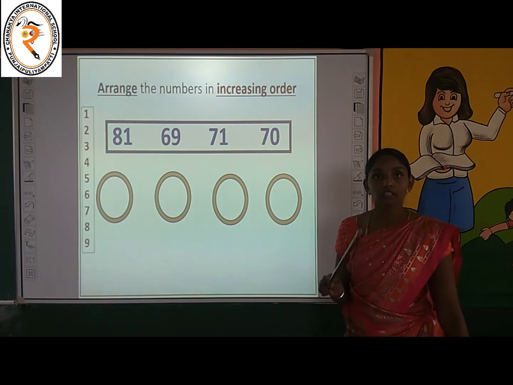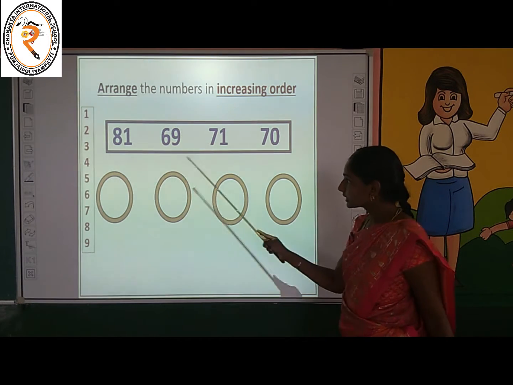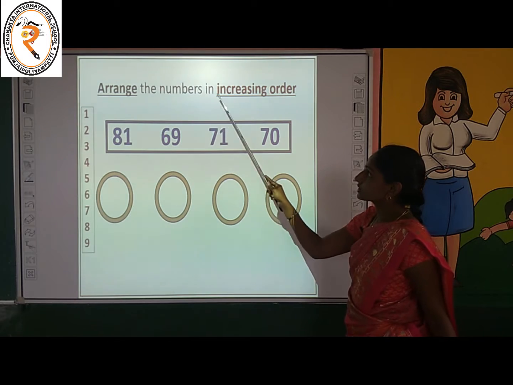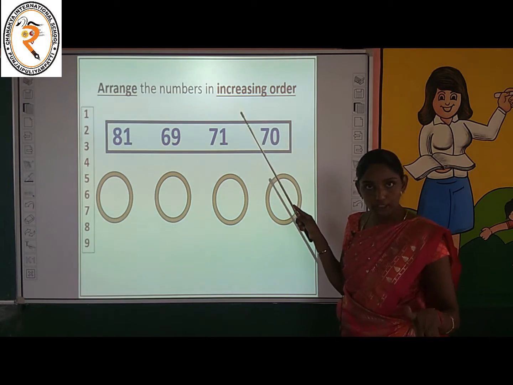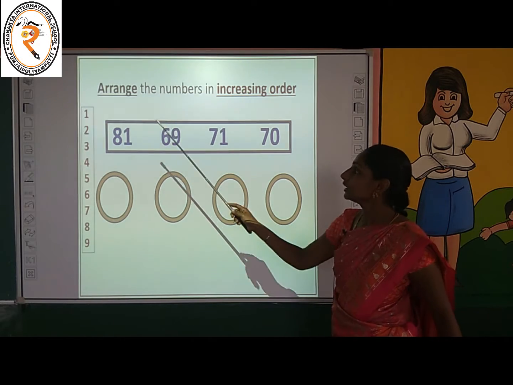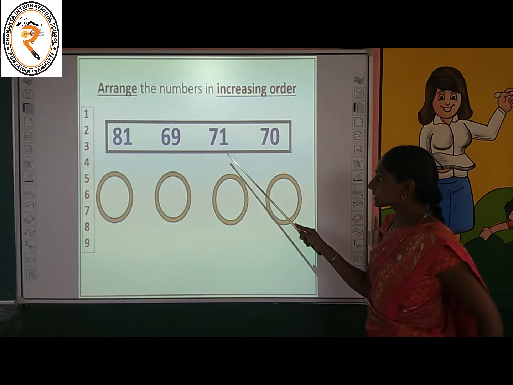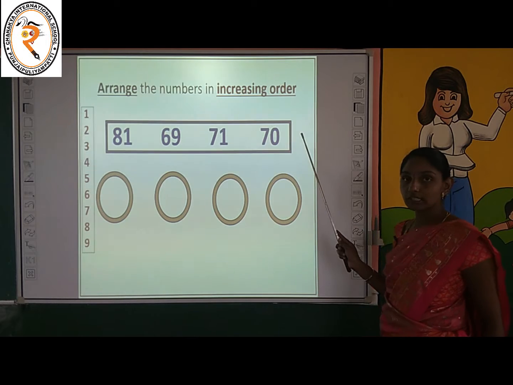Now it's your turn. You are going to answer to me. Now we are going to arrange the given numbers in increasing order, means smallest to biggest. Okay, children. 81, 69, 71, 70. What do we have to do?